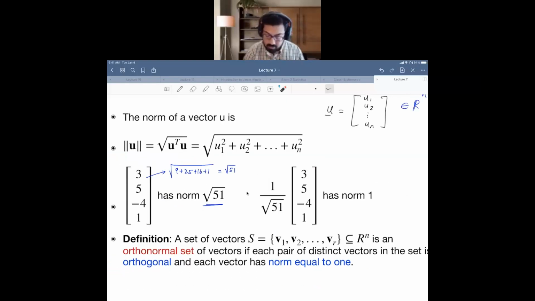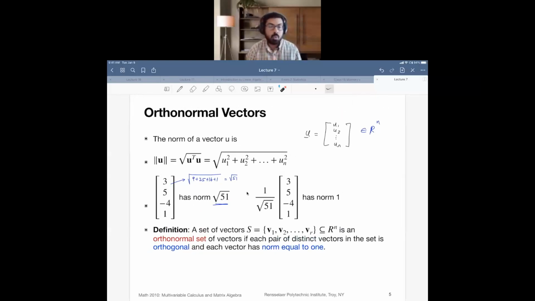Because you can take 3 divided by square root 51, and the second element would be 5 divided by square root 51, and so on. And if you find the norm of that, you will get a 1. So for the qualification to be an orthonormal vector, orthogonality has to be met, but also the norm has to equal 1. And that's what we are defining over here.